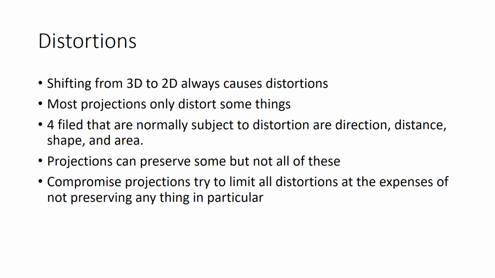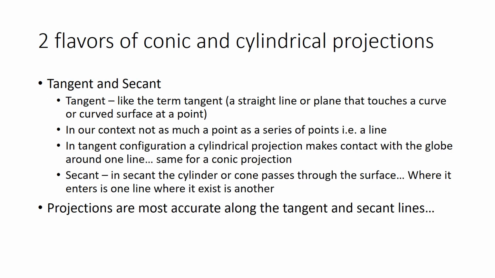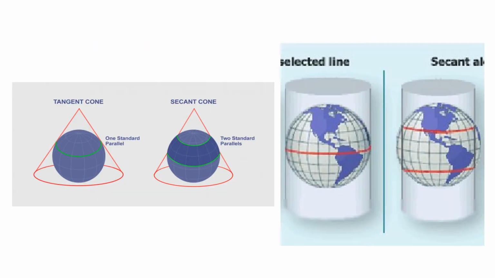Anytime we take a round three-dimensional object like a globe and we try to make it into a two-dimensional object, it creates distortions, and you need to be aware of this and understand how it happens. When we talk about conic and cylindrical projections, there's two flavors, I call it, tangent and secant. You need to know what these terms mean, not just the written definitions, but to be able to look at it and see. And remember that these projections are most accurate at these points where these standard parallels, the tangent having 1 and the secant having 2, make contact with the surface.